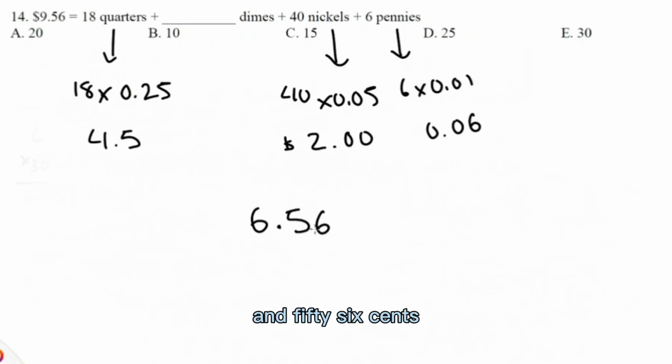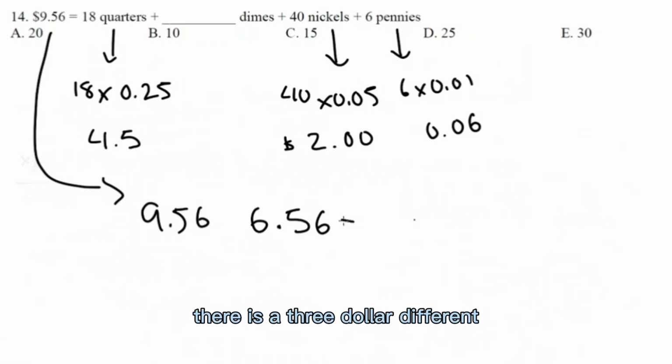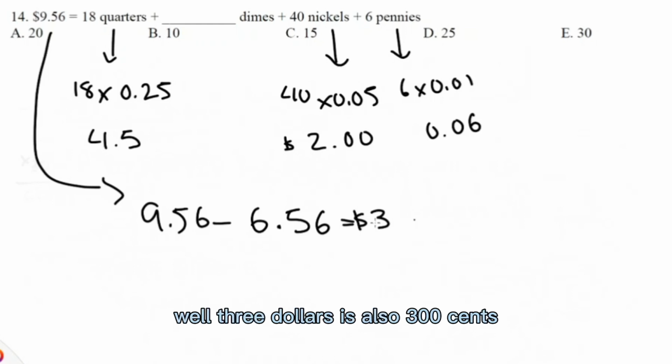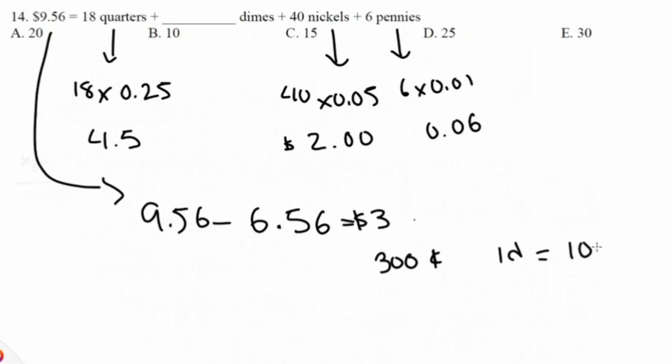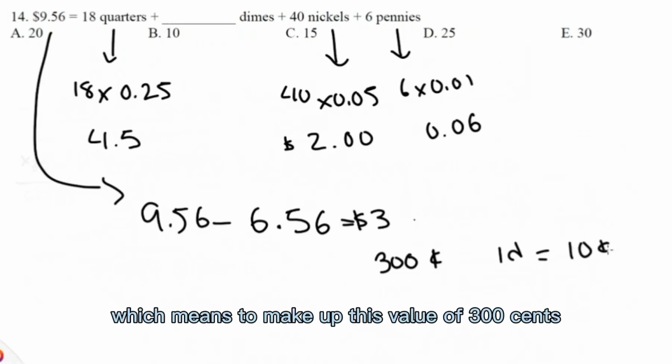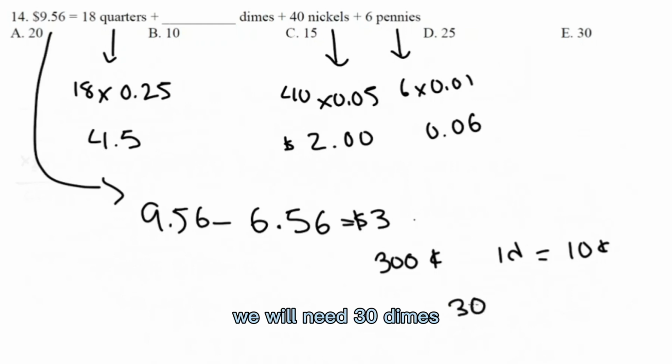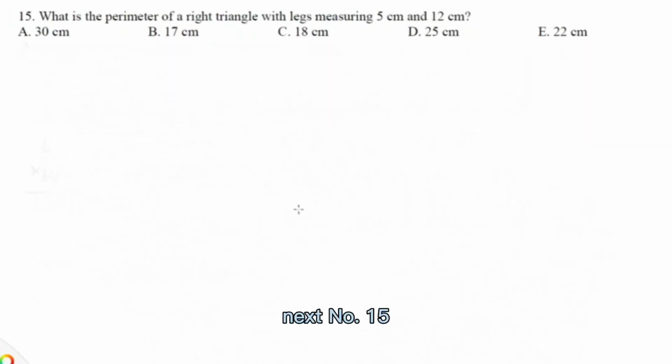Alright, now when we add this all together, we have $6.56. So that means that between $6.56 and the original amount, which is $9.56, there is a $3 difference. So how do we find $3 in dimes? Well, $3 is also 300 cents. And we know that one dime, let's write 1D, equals 10 cents. Which means to make up this value of 300 cents, we would need 30 dimes. And that's your answer. Next, number 15.